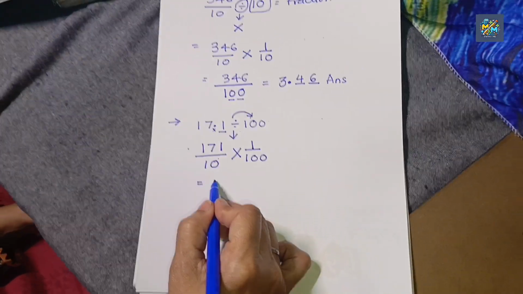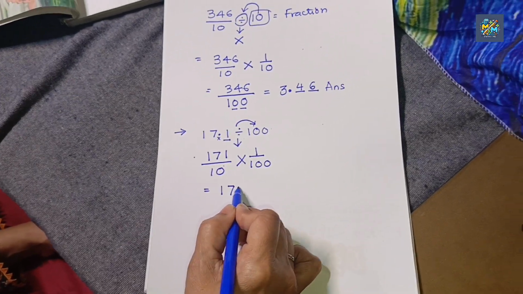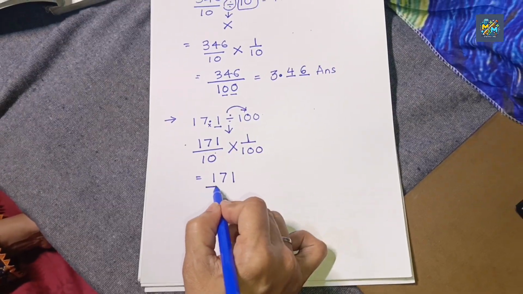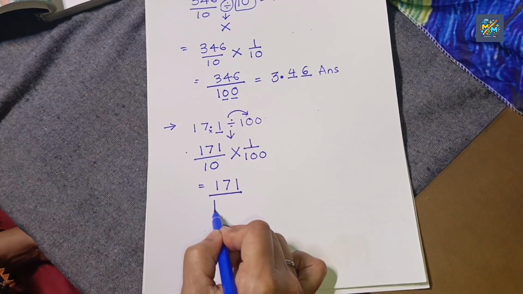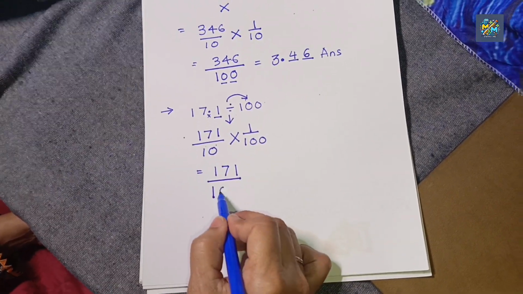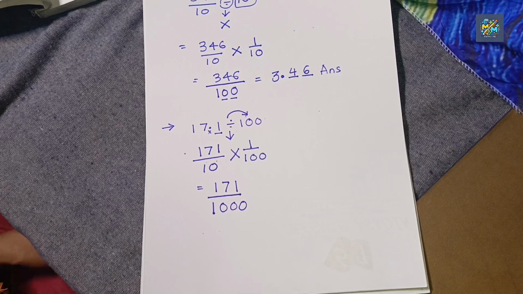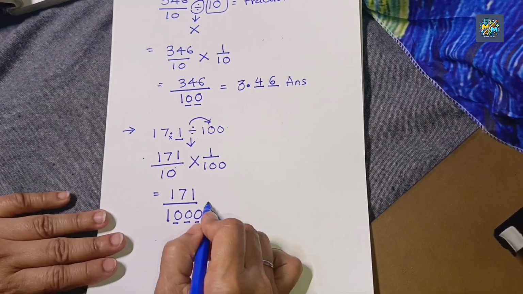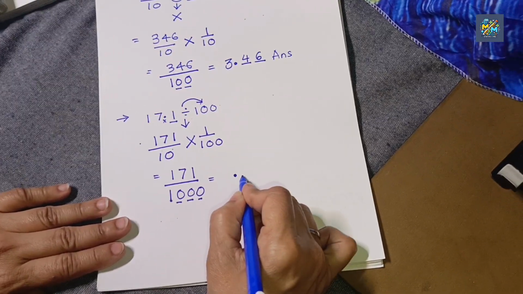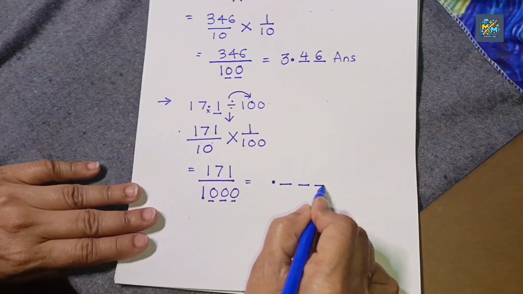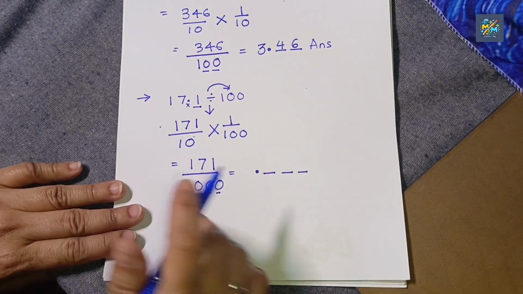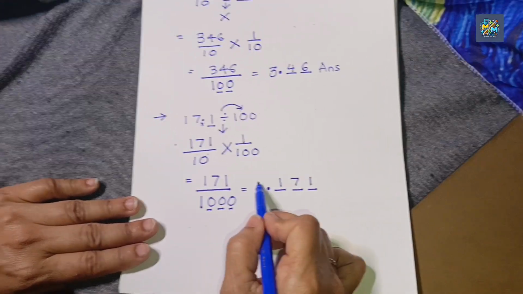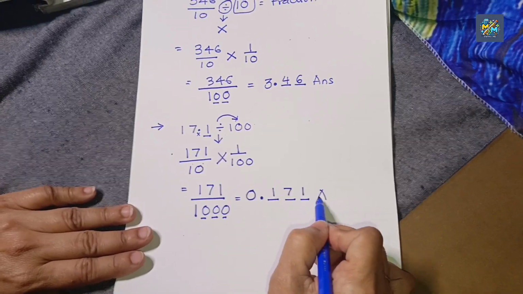So now what will be my answer? 171 multiplied by 1 is 171 upon 10 multiplied by 100 will be 1000. Now, how many zeros are here? 3 zeros. That means decimal 1 place, 2 place, 3 place. So I am going to place the numbers over here. That will be 171 and this is going to be a 0.